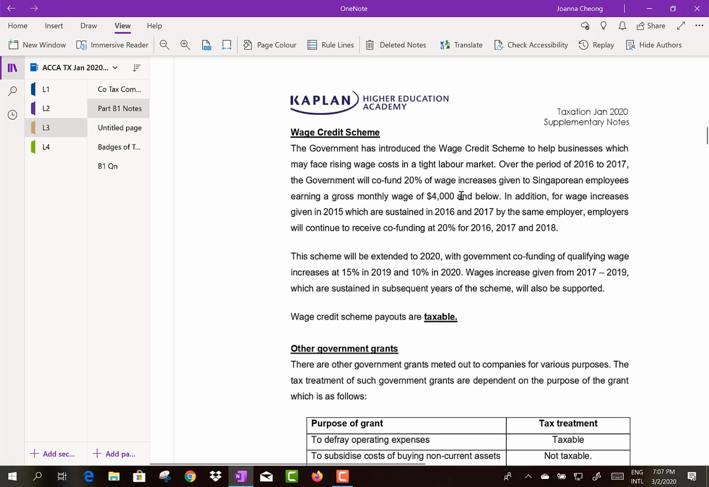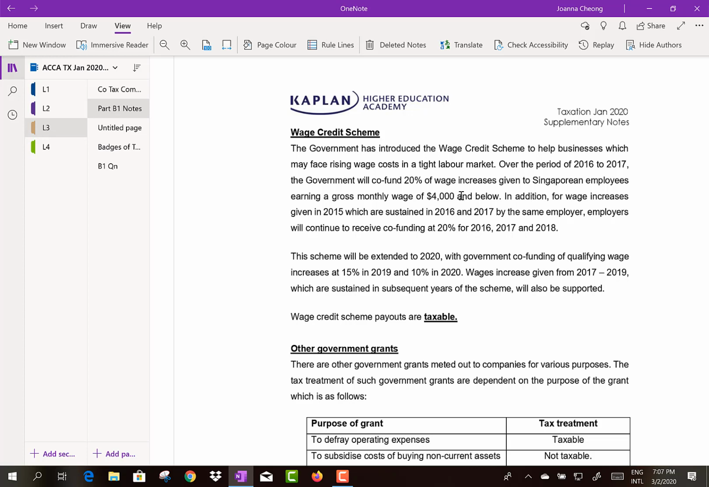Now, it is actually a scheme given by the government to sponsor companies who are willing to increase the wages of Singapore citizens. If the company is willing to increase the salary of Singapore citizens, the government will co-fund. At the moment, it's about 20% of the wage increase. So in a way, the government is giving companies a grant or a subsidy, money, to subsidize the pay increase. When the government gives you money, you have a revenue. Is this taxable or not?